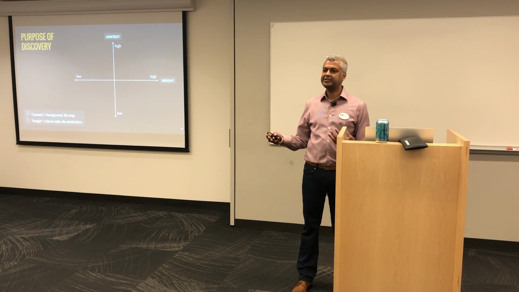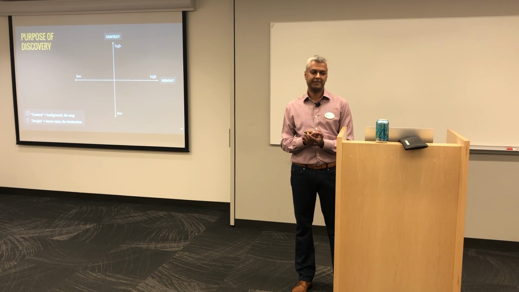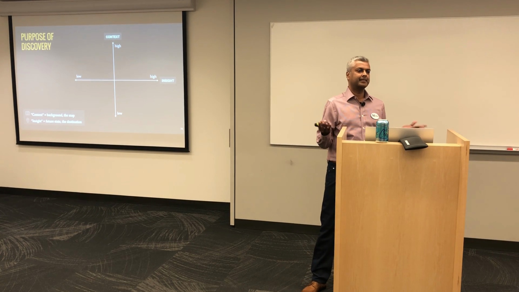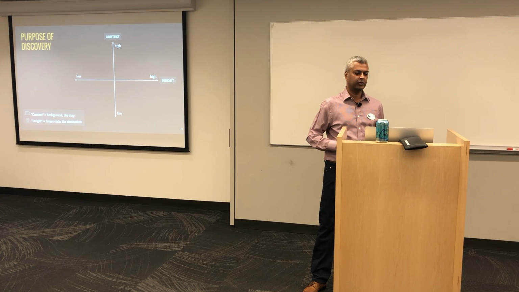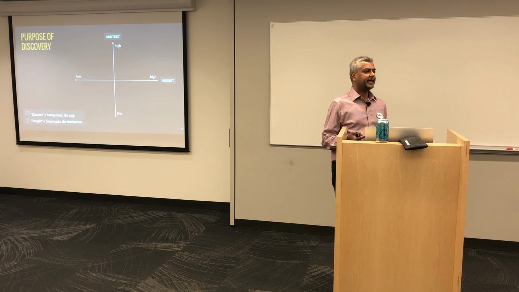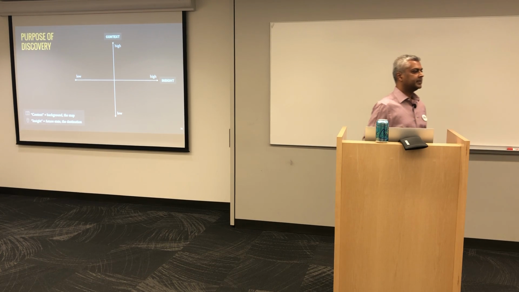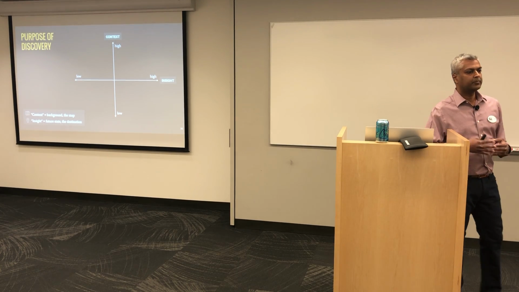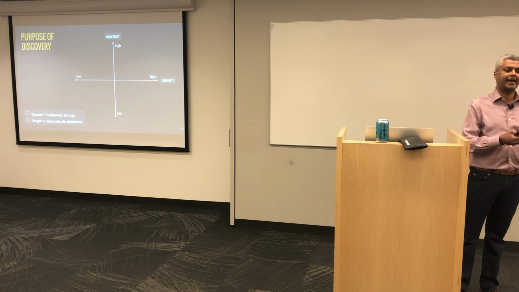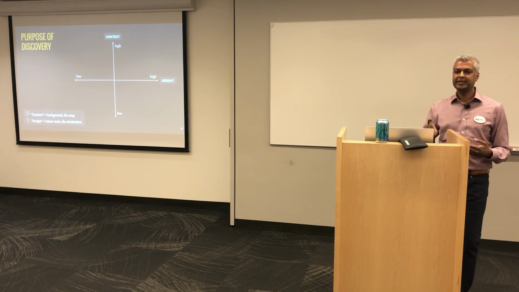In the maps analogy, like a Google map or a physical map, context is like the map. It's the lay of the land. It's information that's already known. Whereas insight is the destination atlas. And we all know that to get from point A to point B, you need both the map and the destination.